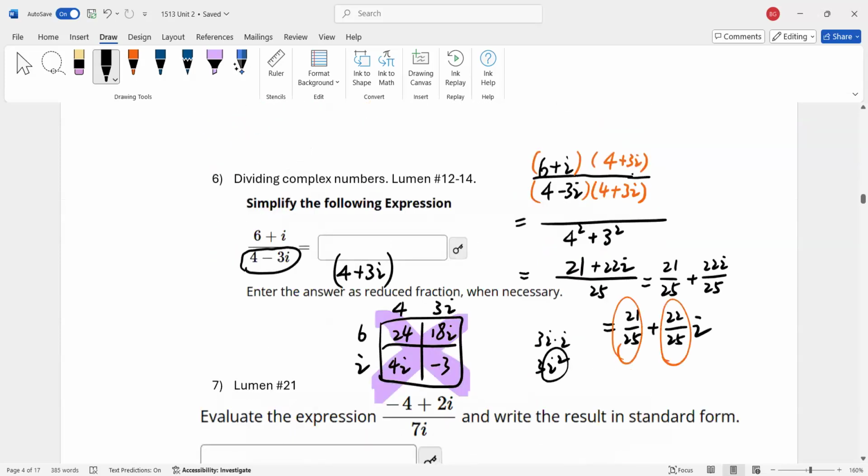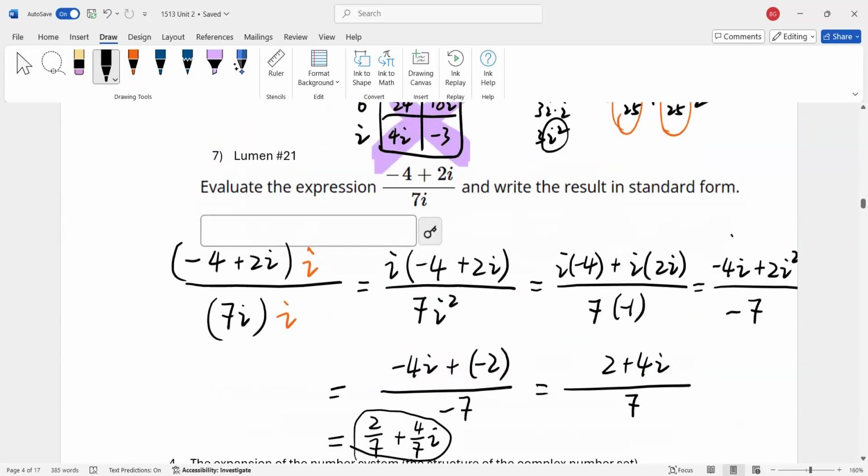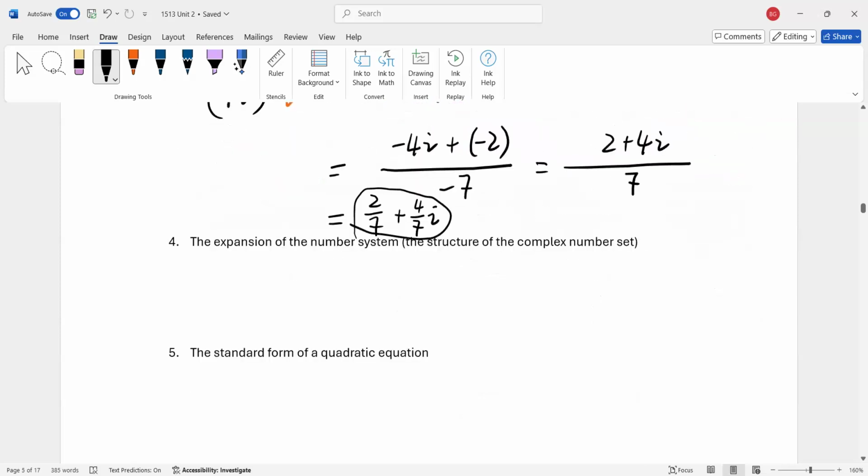All right, so I think that's pretty much everything about complex numbers. I have number 4 here, which gives the expansion of the number system. I can quickly explain that. The number system develops over time in history.